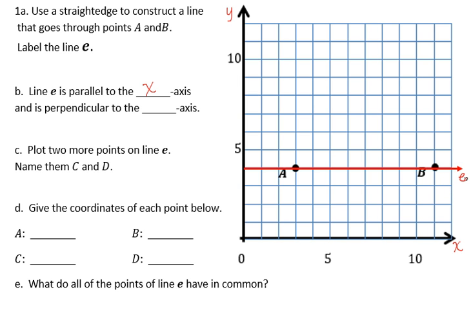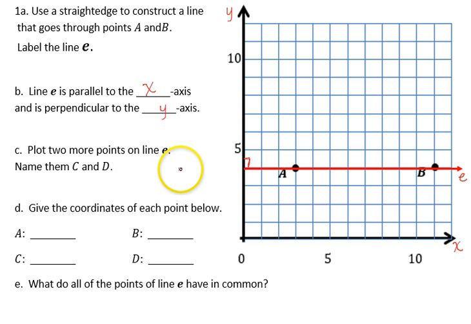And line E is perpendicular to the y-axis. By perpendicular, we mean when the two lines cross each other, it forms a right angle. So where line E intersects with the axis Y, a right angle is formed. And that tells us that those two lines are perpendicular.